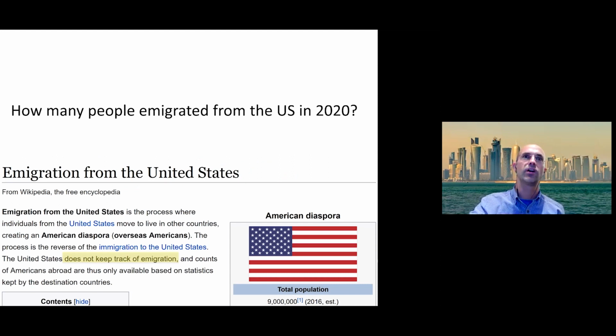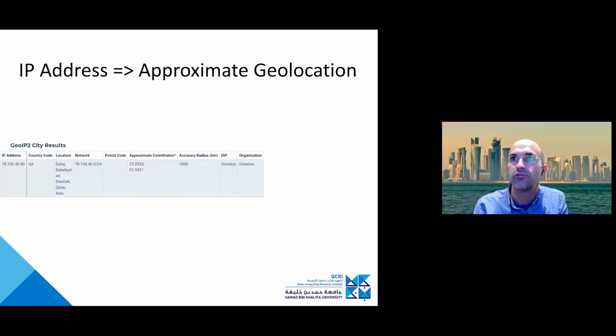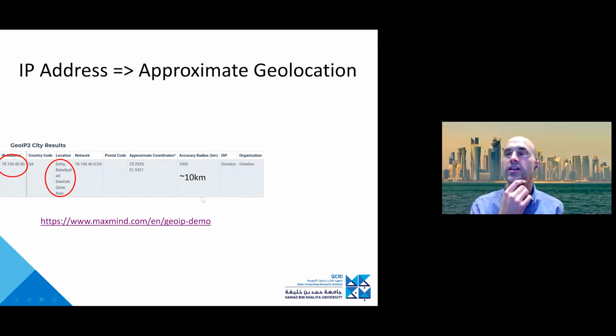Here we used data about IP addresses of users connecting to Yahoo. On the left, I'm showing you my current IP address, and you can run this through a number of services. It's quite easy to locate that this IP address comes from Doha. It's actually somewhat accurate. If you look at the precise coordinates, it's 10 kilometers away from my current location, even though the service says it's only accurate to like 1,000 kilometers. In this case, this was done through MaxMind, but there are many other similar services.